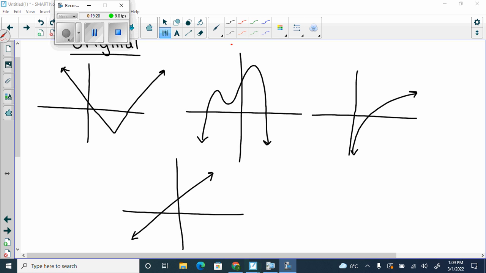All the original first. So we're going to check if the original is a function. Is the original a function on this one? If I draw vertical lines through it, does it ever cross twice? No. So original is a function. What about this one? If I draw vertical lines through it, does it ever cross more than once? No. So the original is a function.